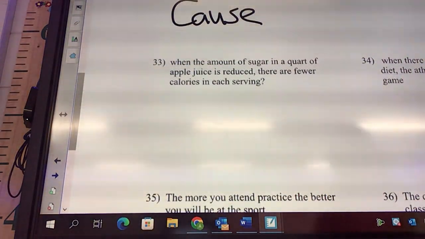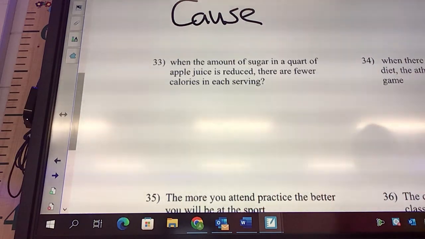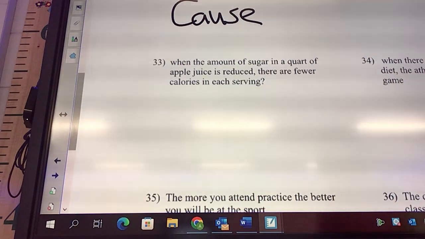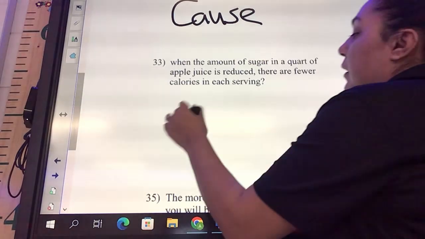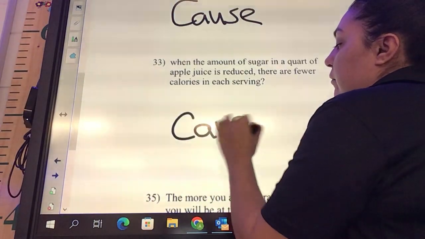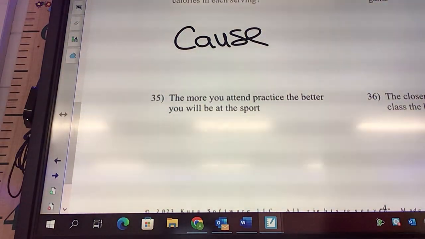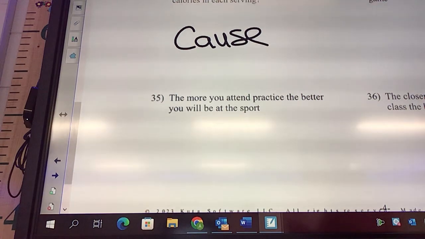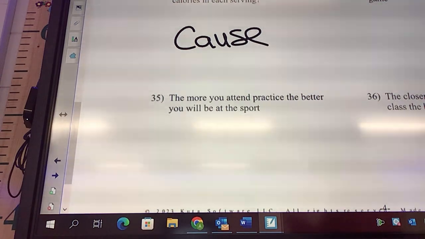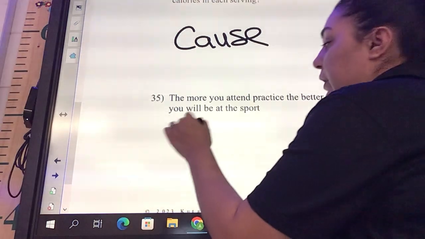When the amount of sugar in a quart of apple juice is reduced, there are fewer calories in each serving. Okay, is that true? Yes, the less sugar, the less calories, okay? This is a cause. I can put a lot of causes on the back. The more you attend practice, the better you will be at a sport. Okay, is this true? No, it's a correlation.